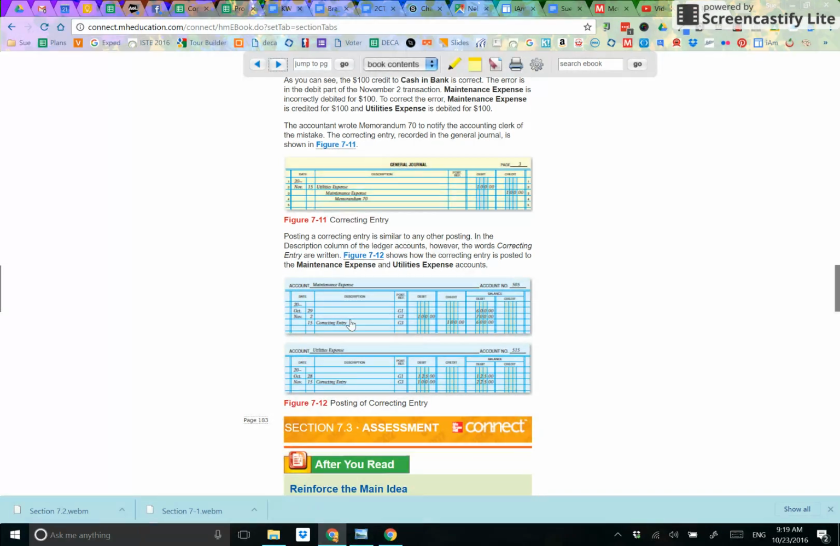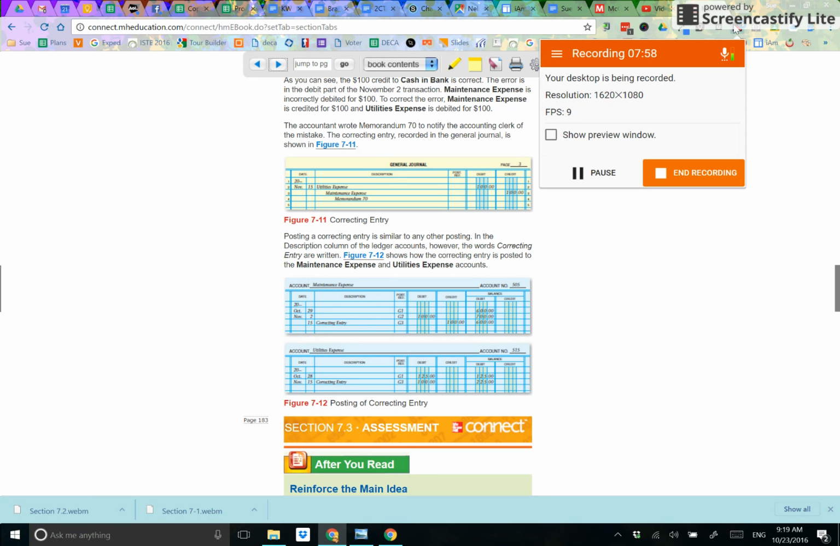And now when we post it, we're going to post it just like we did with the 6 steps. But in this case, this is going to put a correcting entry in the description. So we know that for sure. Okay, so after this, I'm going to do a quick problem and show you again how to do some posting.